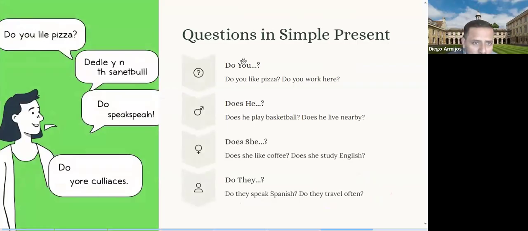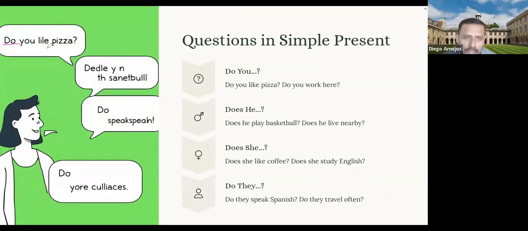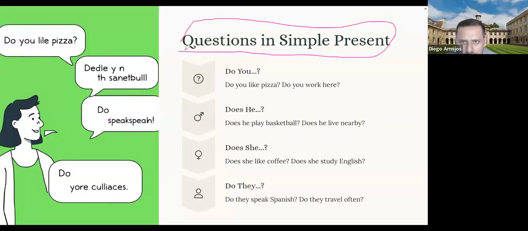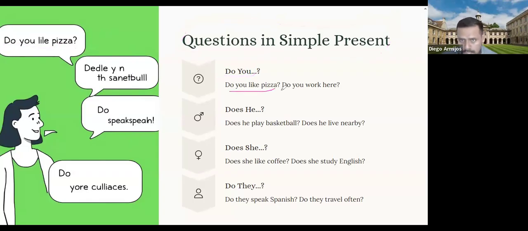This is very, very important, guys, for you to know. Esto es muy importante para conocer, okay? For example, we have, do you like pizza? Now, this is most important. Questions in simple present. You have, do you, for example, do you like pizza? Do you work here? Do you study at Udemy? Do you travel? Do you play soccer?